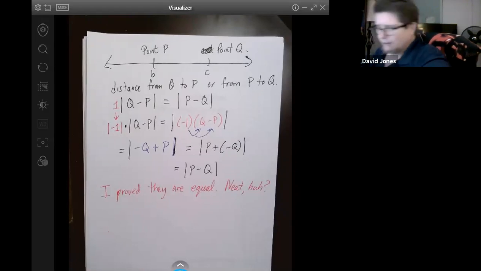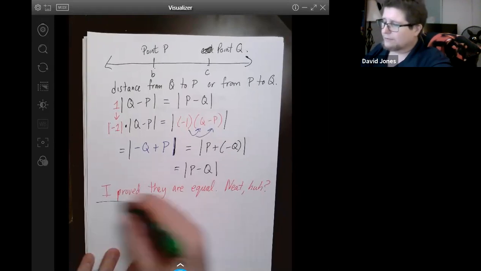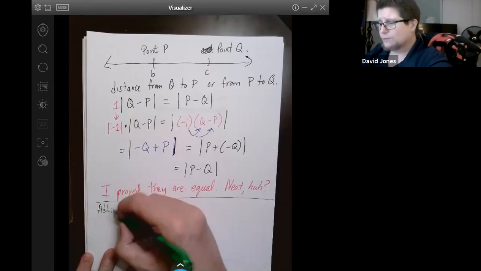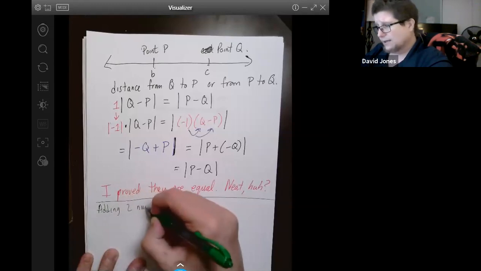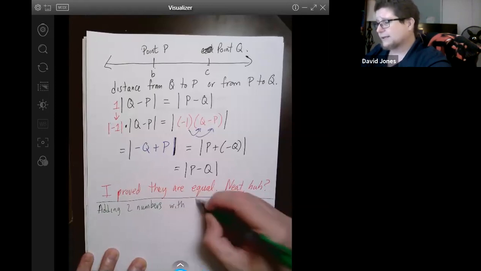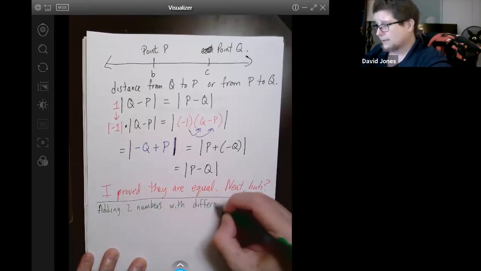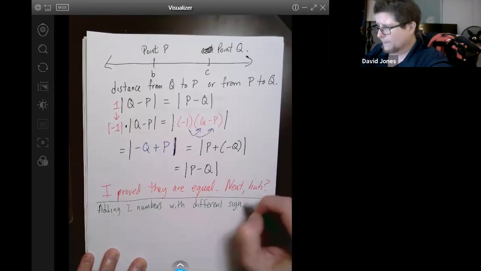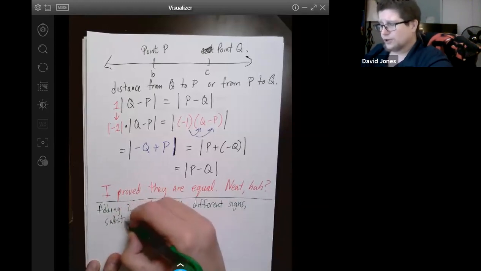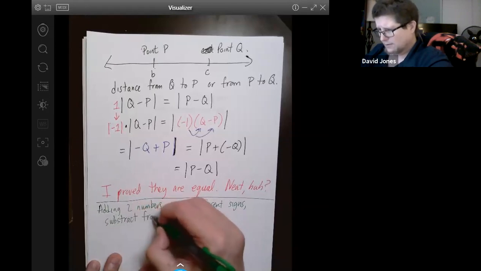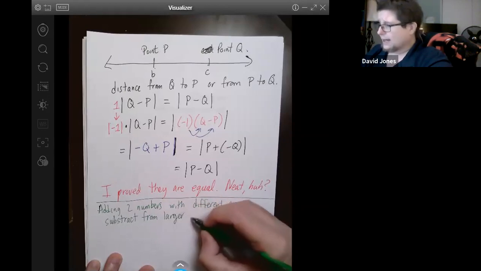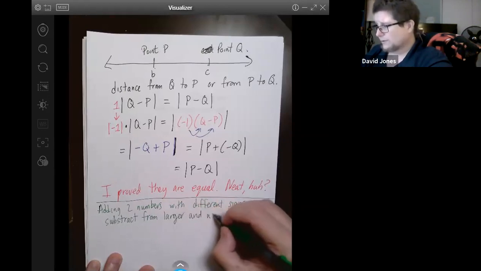And what I was saying real quick, one last note, adding two numbers with different signs. I said it, but I didn't have room to write. Two numbers with different signs. Subtract smaller from larger. And use the sign of the larger.